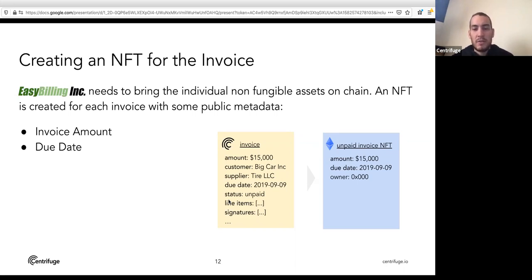So the first step is actually to create this NFT that represents this unpaid invoice. And so that can then be used as collateral in Tinlake. We have this off-chain document that has a whole bunch of information, and we mint this NFT from it, with just the minimum amount of public metadata that we want to disclose on chain, which is the amount, the due date, and the owner address. So Easy Billing integrates Tinlake and our NFTs into their product, and now starts minting these NFTs for invoices that Easy Billing suppliers want to factor.